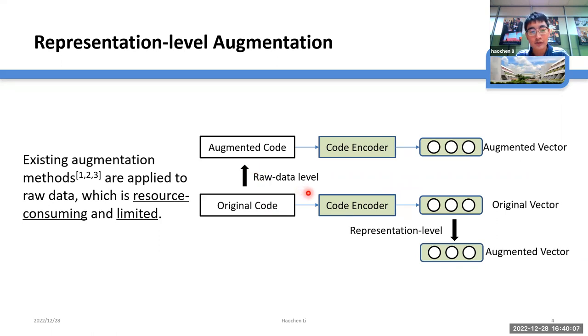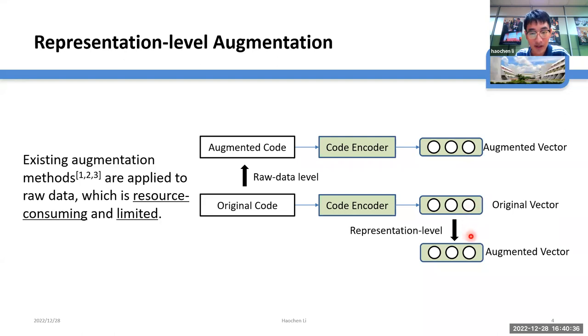To address the above two drawbacks, we turn our sight to representation level augmentation, which directly applies augmentations on the original vector. As a result, we don't need to encode the original and augmented code twice, which heavily reduces the cost of resources.